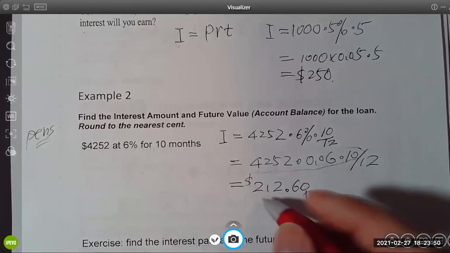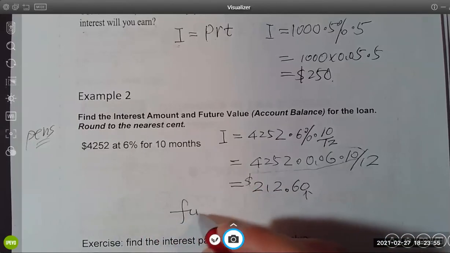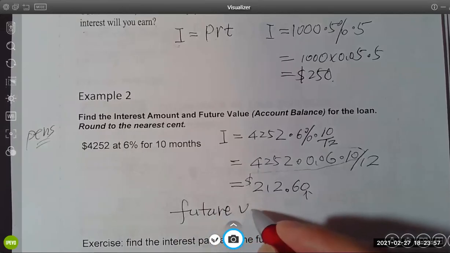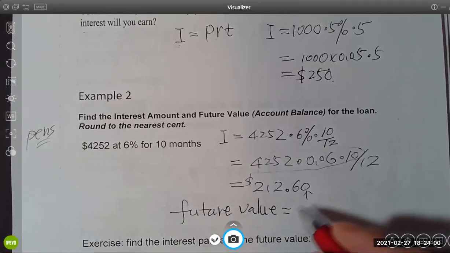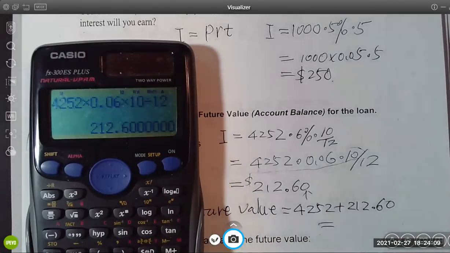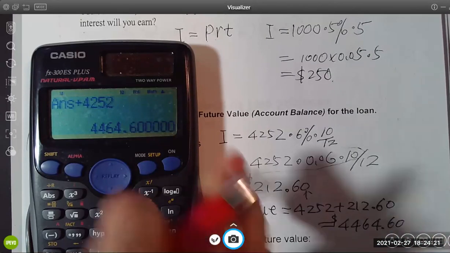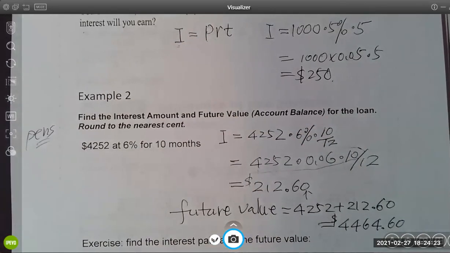And future value, this is the interest we need to pay back. And the future value or balance, let's say future value equals the amount we borrowed plus the interest we need to pay. I still have this number on the screen, so I just add 4252 to it. So we get $4,464.60. This is the exact amount you need to pay back.